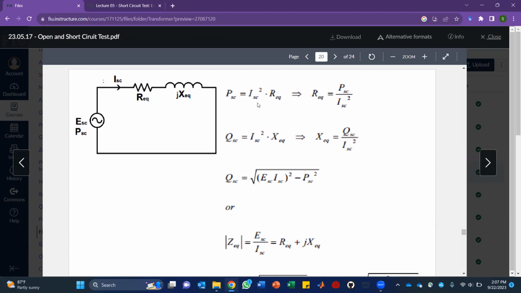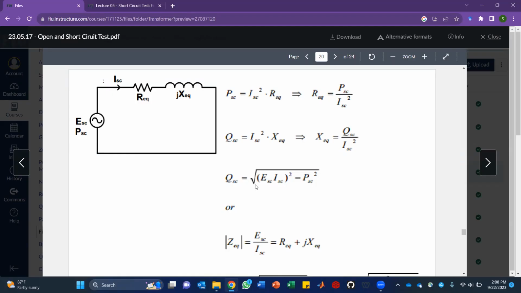If we look at this equation, we see the power of short circuit, which will be measured in our test case, and I short circuit, which we will definitely measure. From this equation, we can easily get R equivalent. It can be calculated just like that. For X equivalent, we need to calculate this one first. We'll use this one, but we need to calculate this one first, just like the open circuit test.